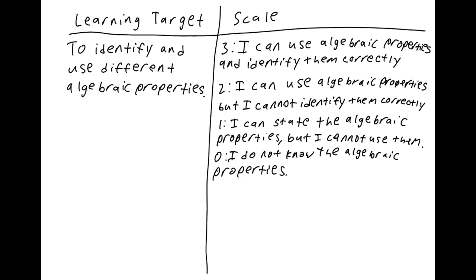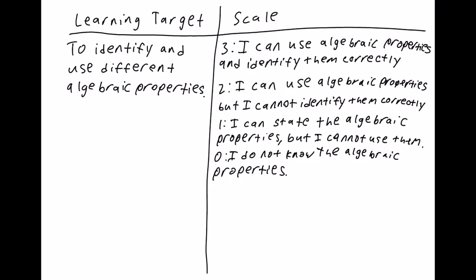So 3, you can do both those things. You can identify them and use them. 2, you can use them, but you're not sure which property you're using when you do it. 1, you can state what the property is, but you don't know how to use it. And 0, you don't know the properties.